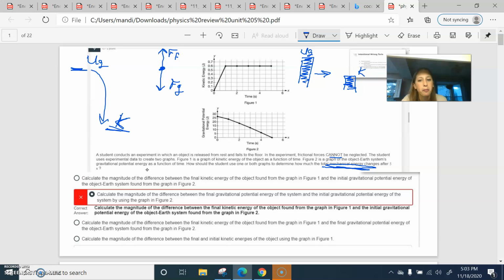I want to know how to calculate the change. I would probably do the potential in figure 2 minus kinetic in figure 1. We want to do this minus this. Calculate the magnitude of the final kinetic and the initial gravity. Yeah, because that'll help you figure out how much we lost.